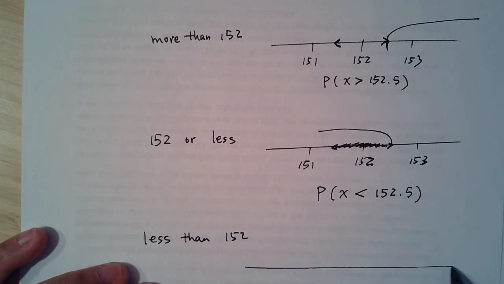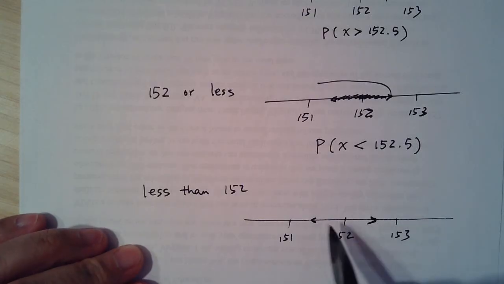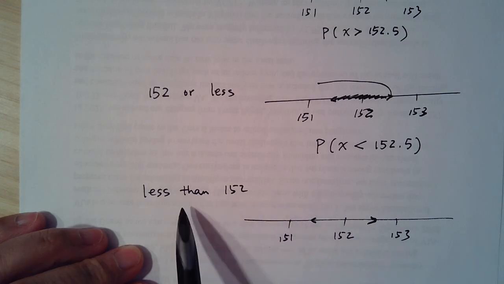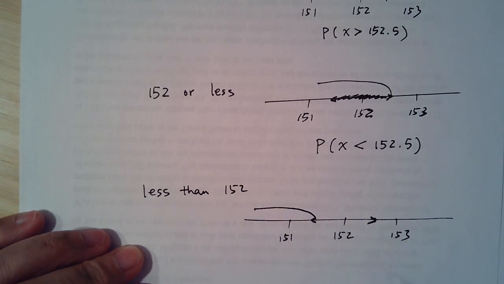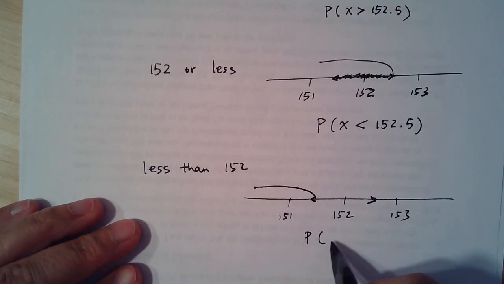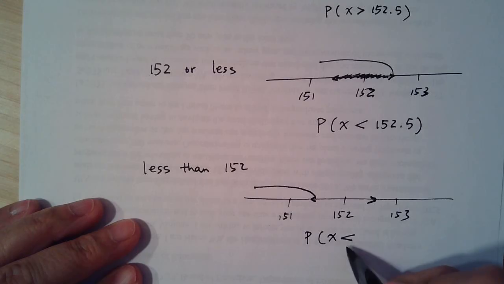Okay, and when I say less than 152, again 152, 151, 153, and this is my 152, right? And the less than means we cannot include that, and the less than is to the left, so it should be 152 to the left, but after we do the continuity correction, it should start from here, and that is 151.5. So you're looking for the probability that x is less than 151.5.